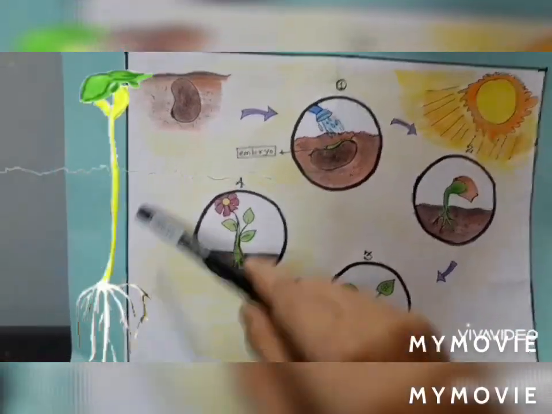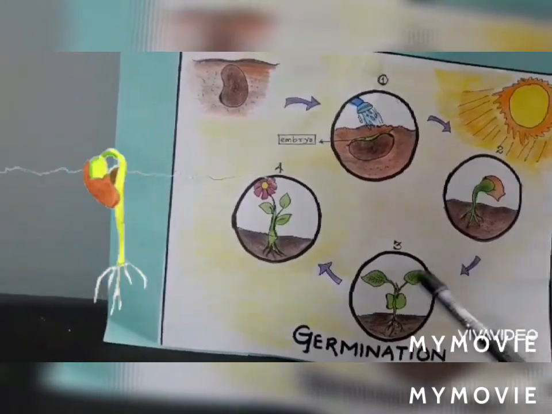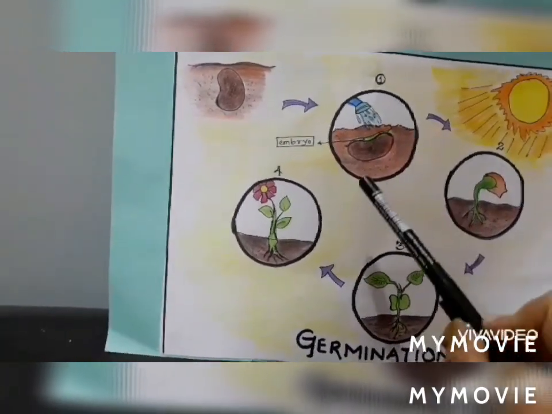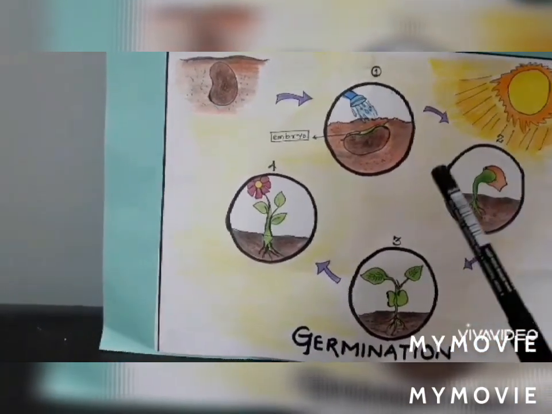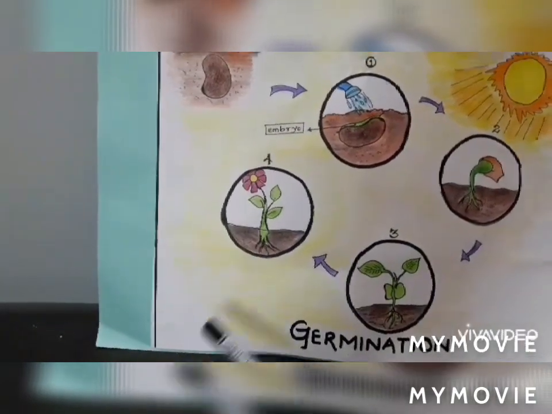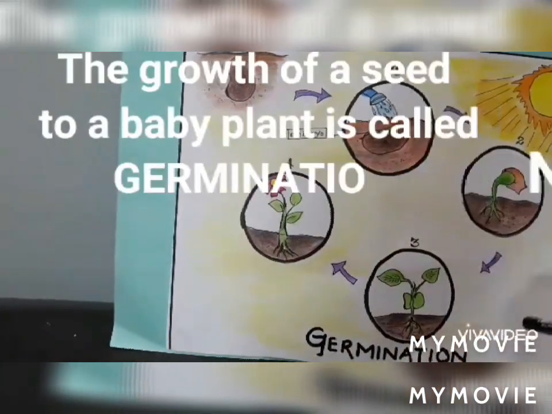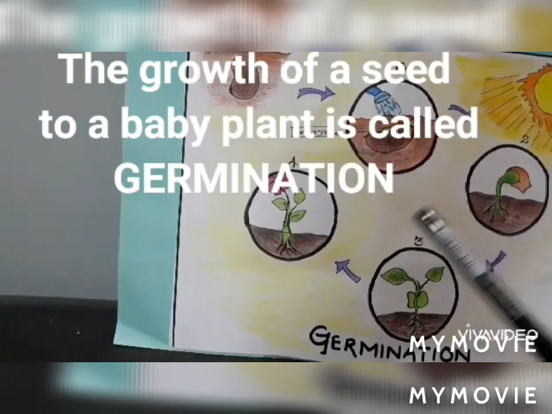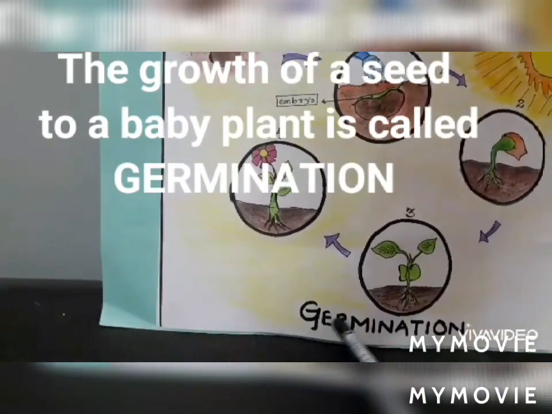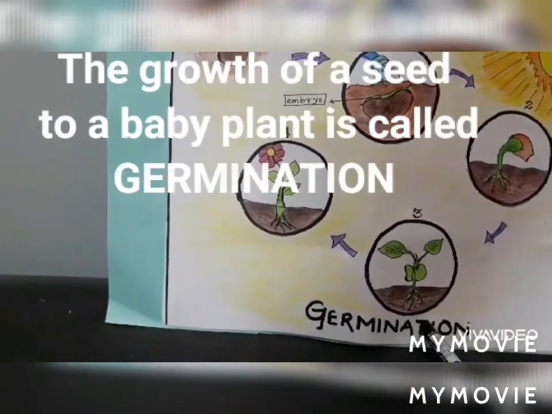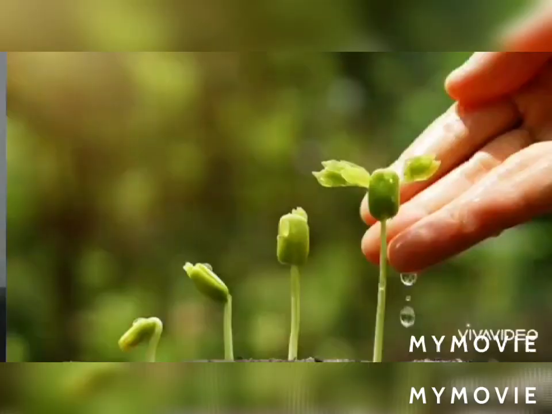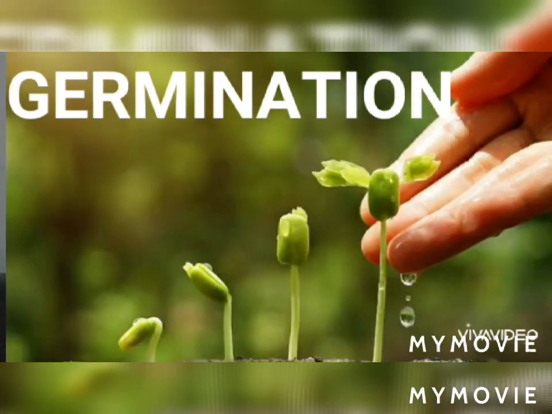Okay, so the entire process by which the seed got water, sunlight, proper air, warmth, everything, the entire process of the growth of a seed to a baby plant is known as germination. Clear, children? The process of growth of a baby plant from a seed is called germination.